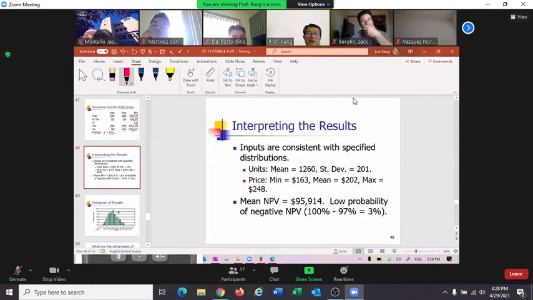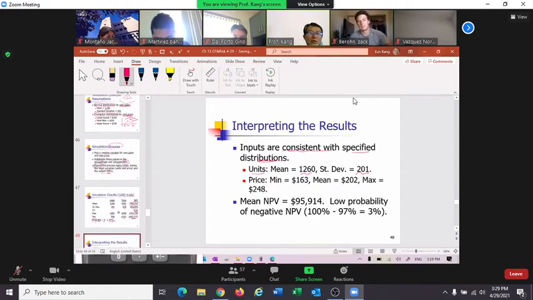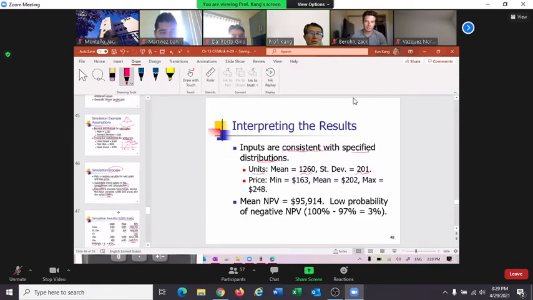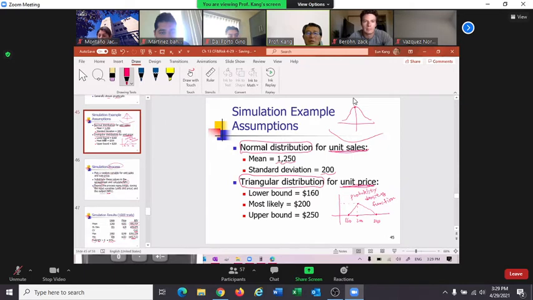So how do we interpret the result? The inputs are consistent with the specified distributions, right? Like you entered this distribution, mean 1250, standard deviation 200.